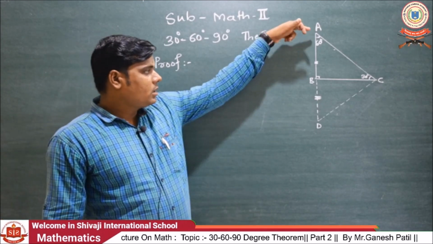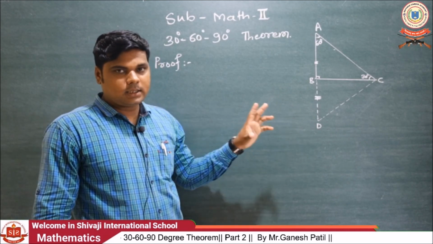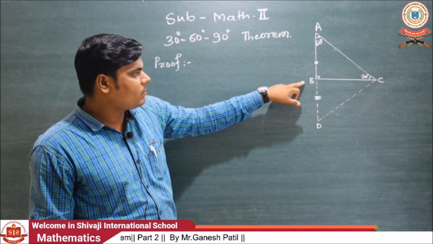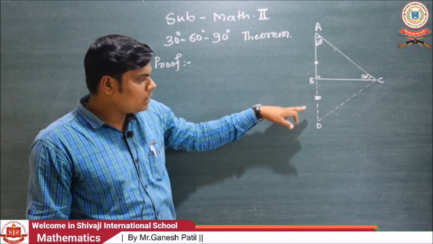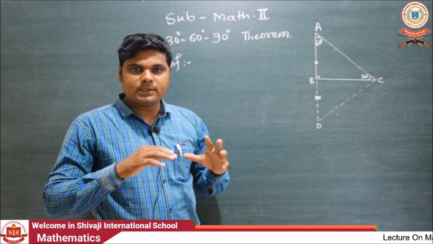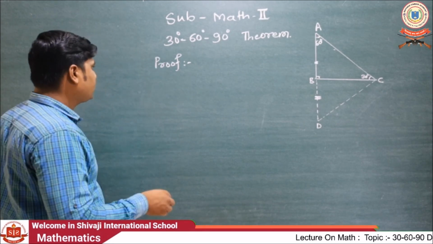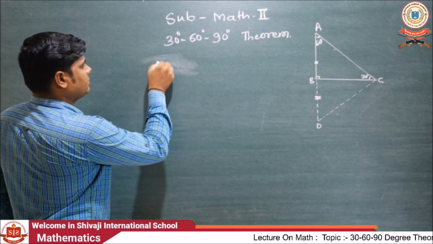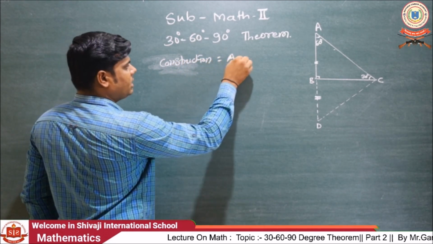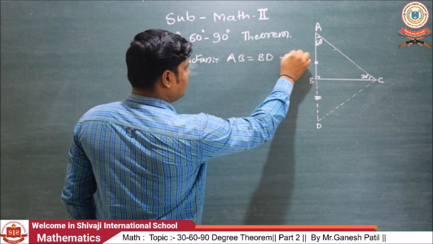In the construction part, AB is extended up to D, but the important condition is that the distance from B to A and from B to D is equal. This is the construction: we construct distance AB equal to distance BD. So in the construction, AB is equal to BD, equation number 1.